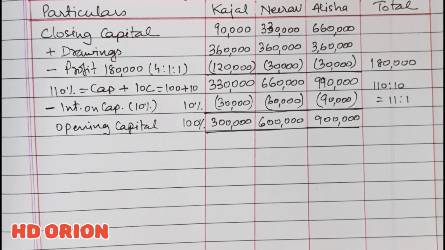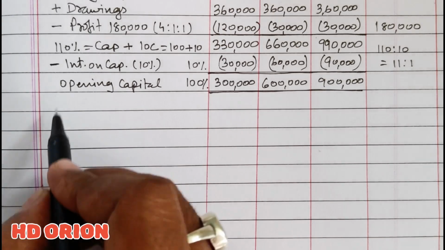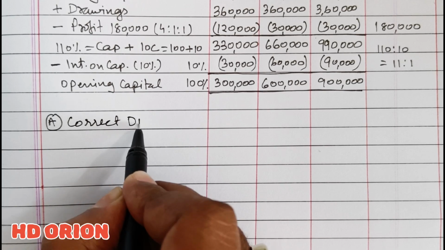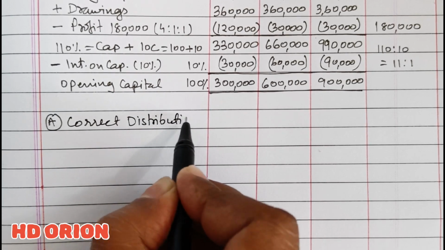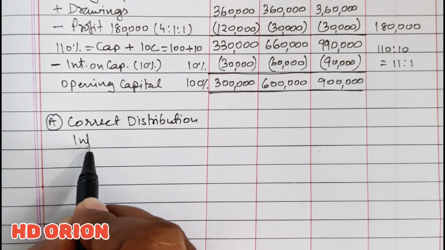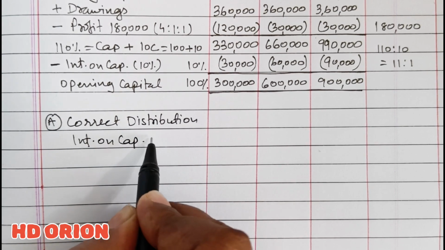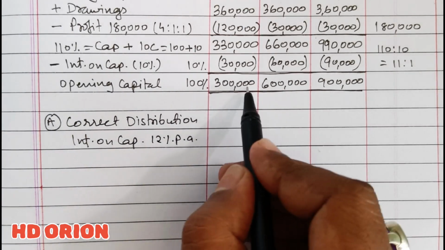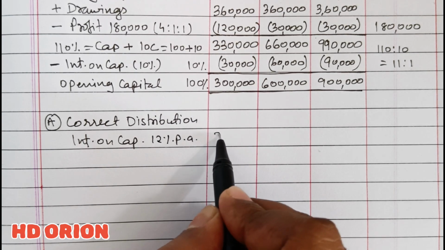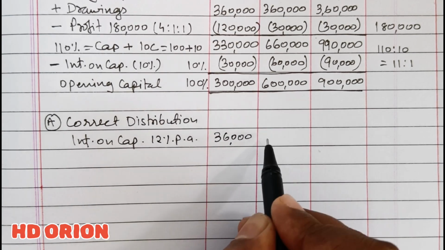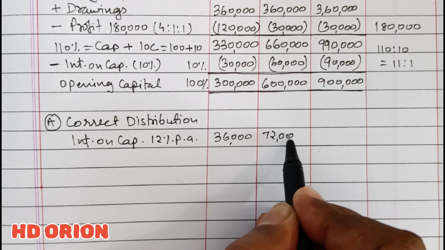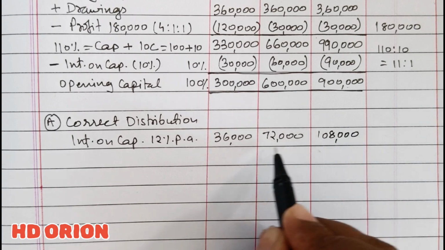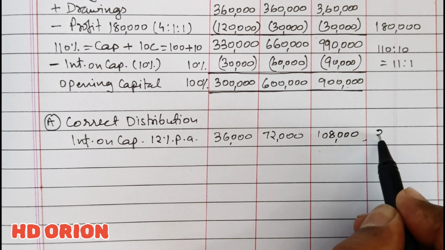Fine. Now let us proceed. A, correct distribution. In correct distribution, we have to provide interest on capital at the rate of 12% per annum. Fine. 12% of 3 lakh is how much? 36,000. 12% of 6 lakh is 72,000. And 12% of 9 lakh is 108,000. Grand total of this is 2,16,000.